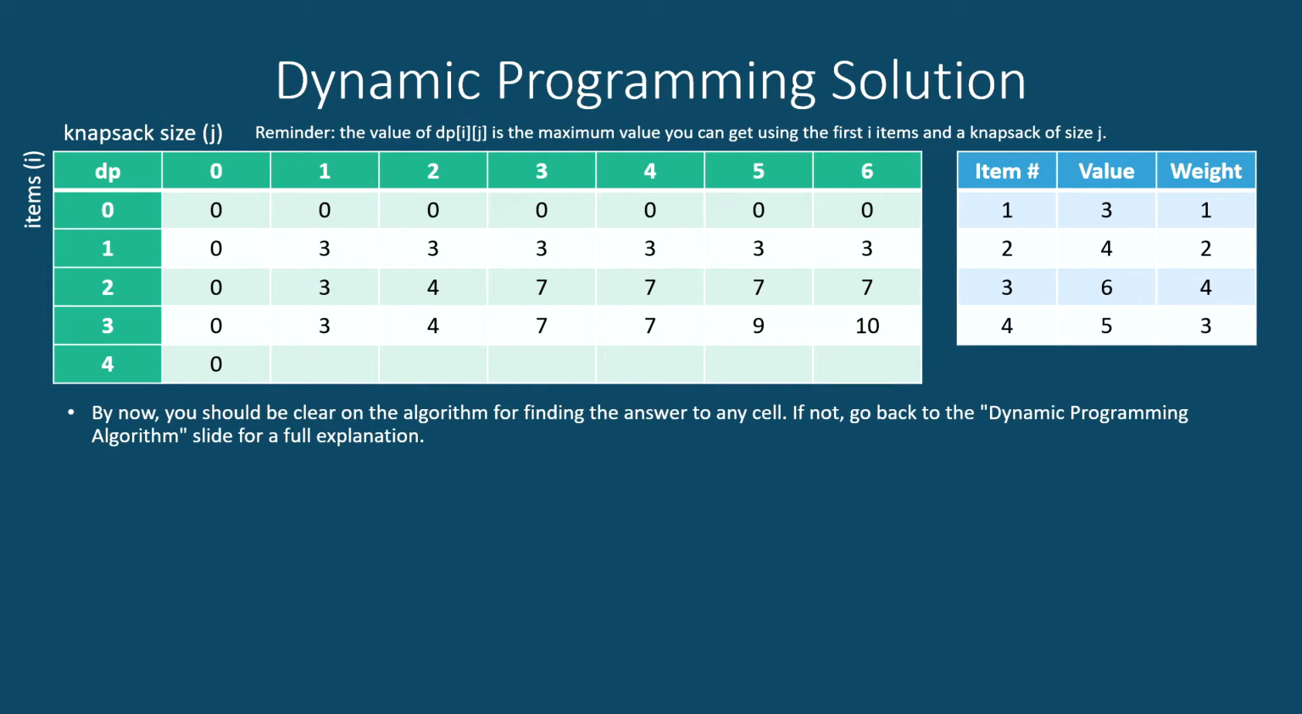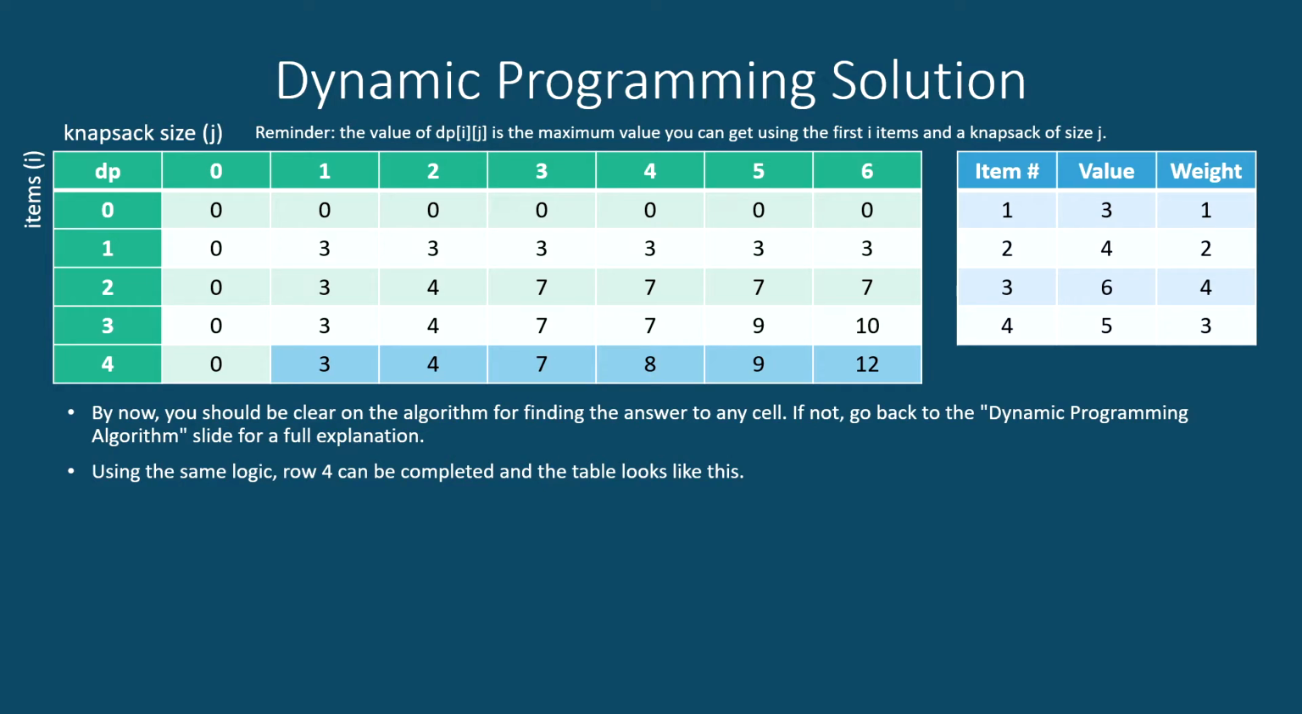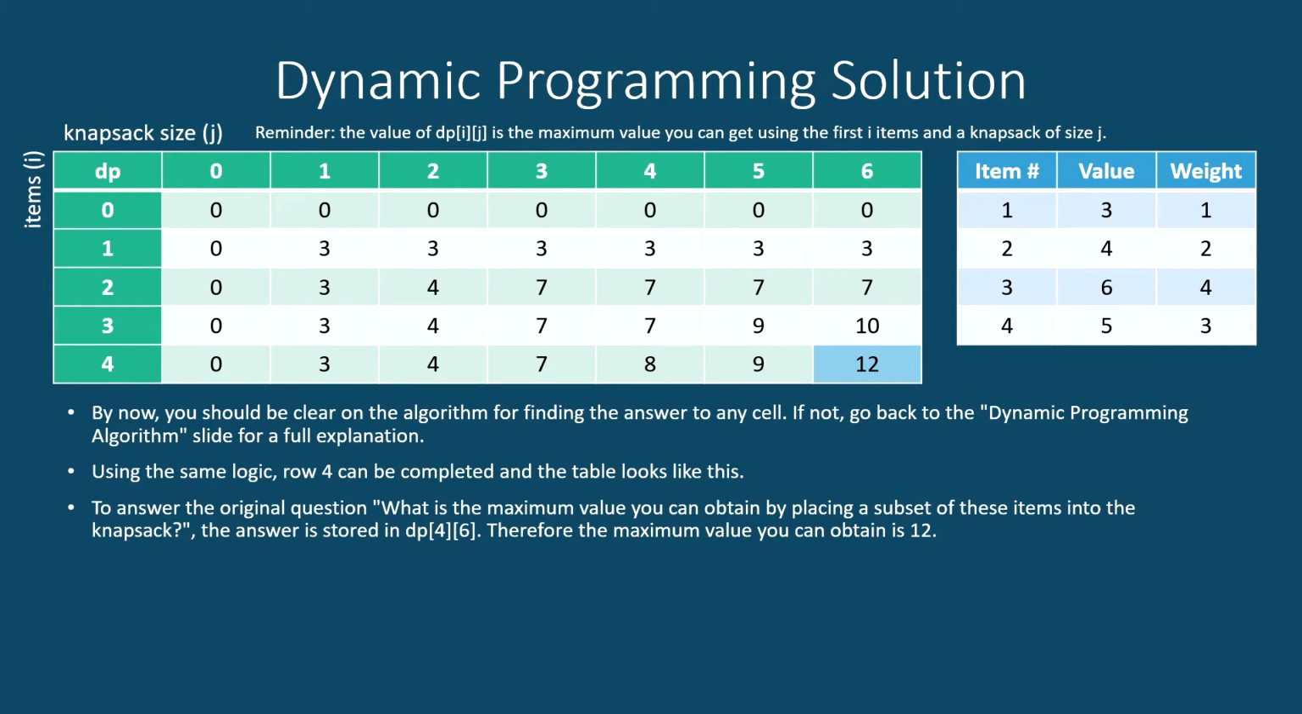By now, you should be clear on the algorithm for finding the answer to any cell. If not, feel free to go back to the dynamic programming algorithm slide for a full explanation. Using the same logic, row 4 can be completed, and the table looks like this. To answer the original question, what is the maximum value you can obtain by placing a subset of these items into the knapsack? The answer is stored in DP46. Therefore, the maximum value you can obtain is 12.